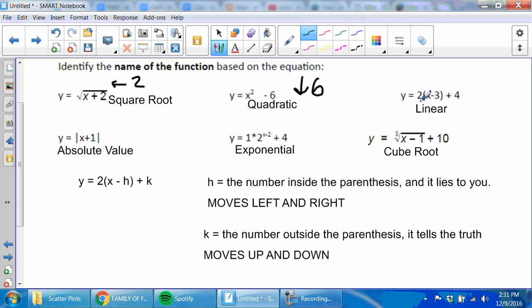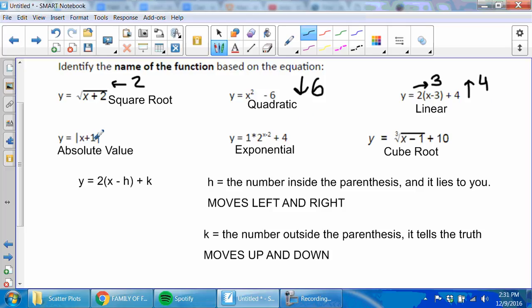2 is part of the linear function, so 2 is not how it moves. The 3 and the 4 are how this moves. Since it's subtracting inside, that means go right 3, and then it also has a k value. 3 is the h, 4 is the k, so it should also move up 4.